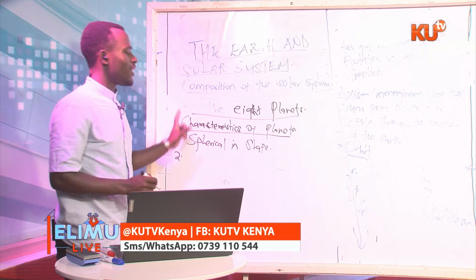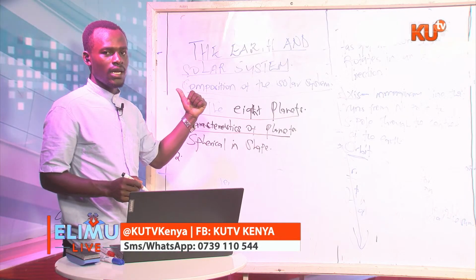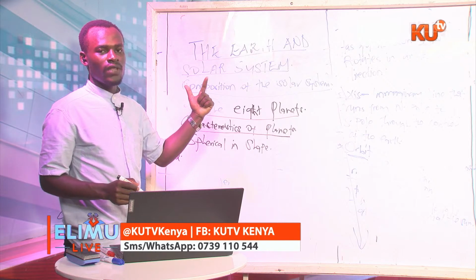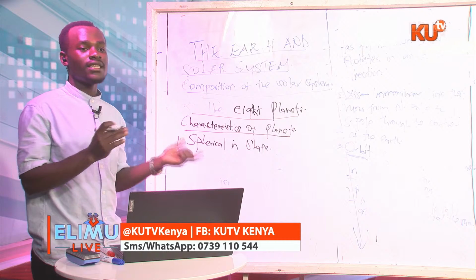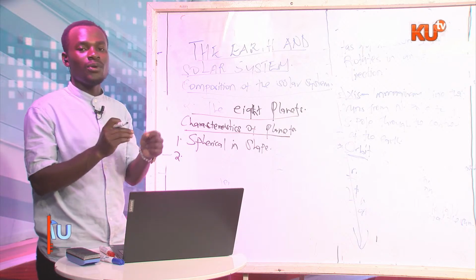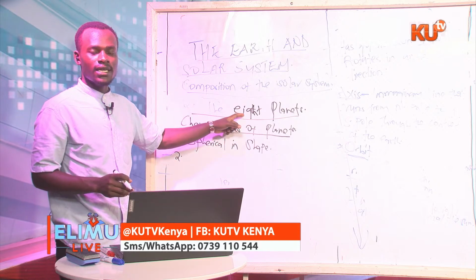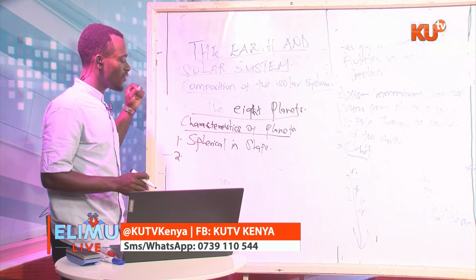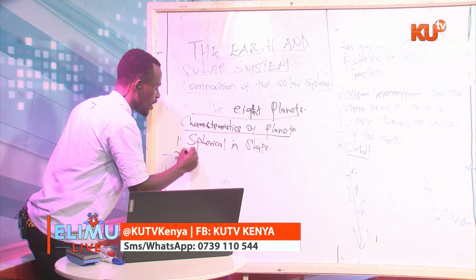When we were talking about the sun, we said one of the characteristics of the sun is a star. And by star, we mean that they produce their own light. However, when we are talking about the planet, one of the characteristics of the planet is they do not produce their own light.